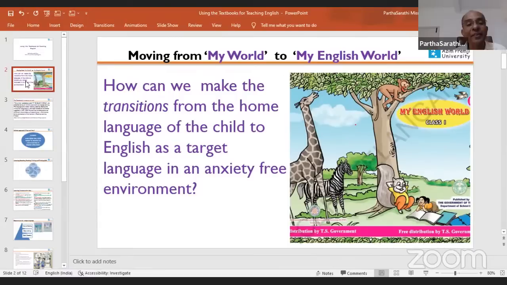How can we make the transition from the home language of the child to English as a target language in an anxiety-free environment? Because we can't learn a language if we are tense, if we are full of anxiety. You can't teach a language to a child by pointing a gun and saying speak English, otherwise I will shoot you.